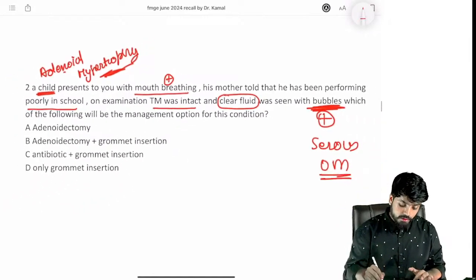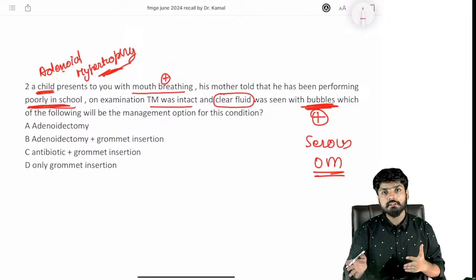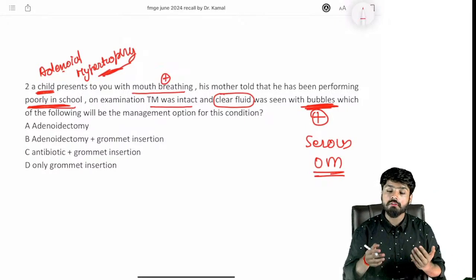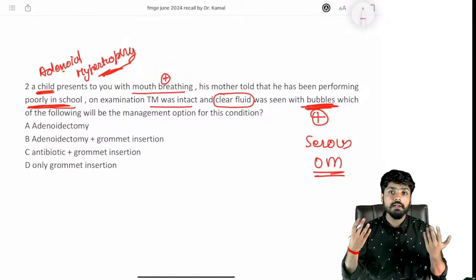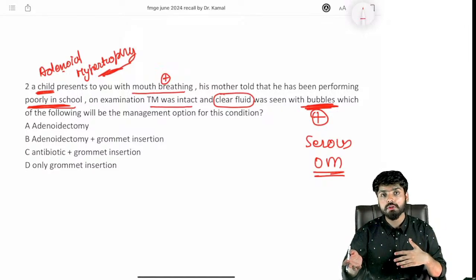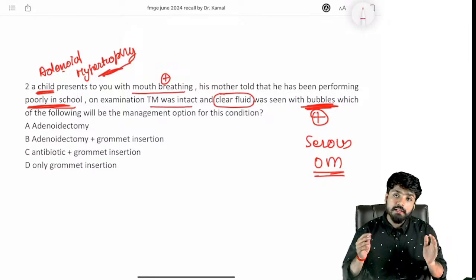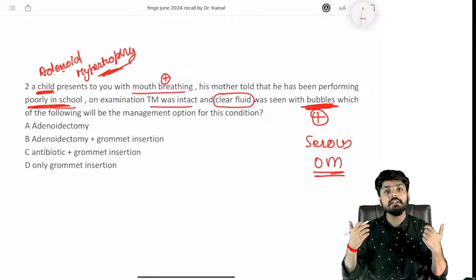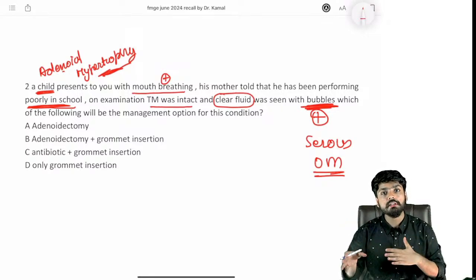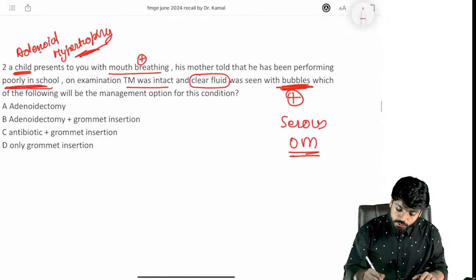Now he is telling that he is performing poorly in school. Mouth breathing is not in any sense related to school performance. Why is he performing poorly in school? Because he is not able to hear correctly what his teacher is asking him, and that's why he is being told that he is performing poorly. Why is he not able to hear? Because there is serous fluid filled in his middle ear, which is hampering the conduction through the ear. So that's how I came to a diagnosis.